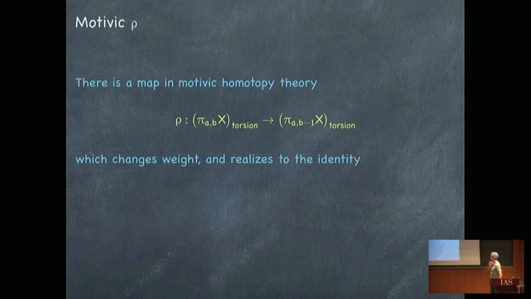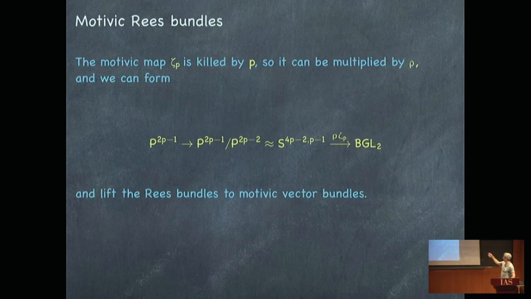But in motivic homotopy theory, there's an operation that lowers the Hodge weight on the torsion. I think I won't describe that, but that means that the only way something could go wrong is if you produce something whose Hodge weight was too low, and we produced something whose Hodge weight was too high. And the construction, the Suslin matrices or whatever, shows that that element is killed by p, so you can multiply it by this operation that changes the Hodge weight and lift the Rees bundles to motivic bundles. So that's the flavor of it.